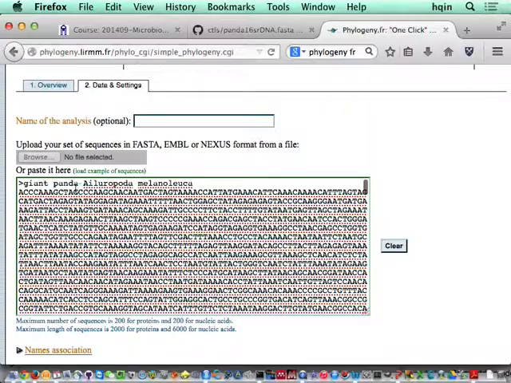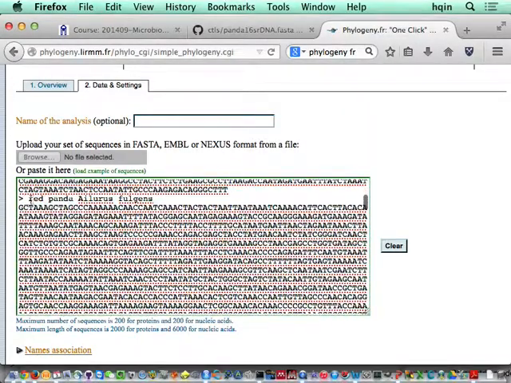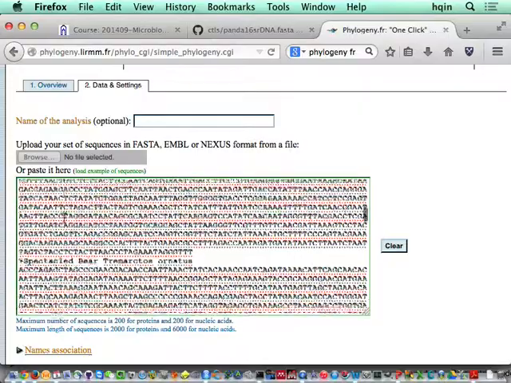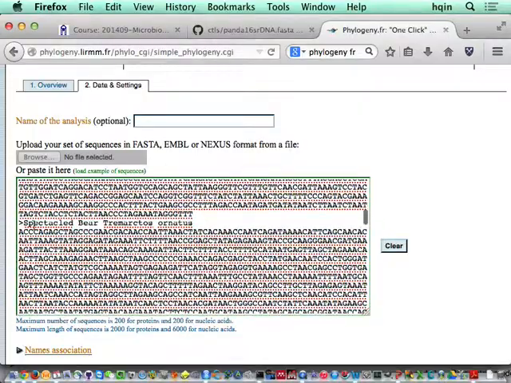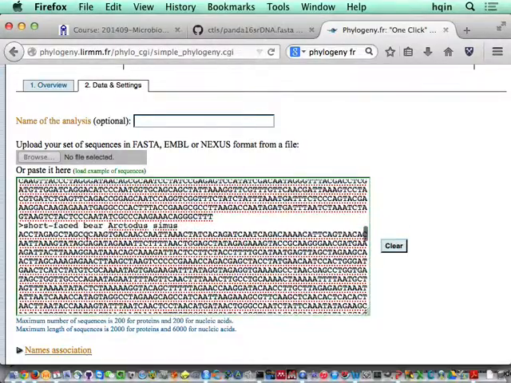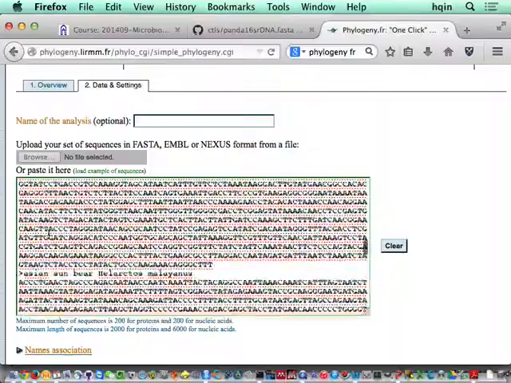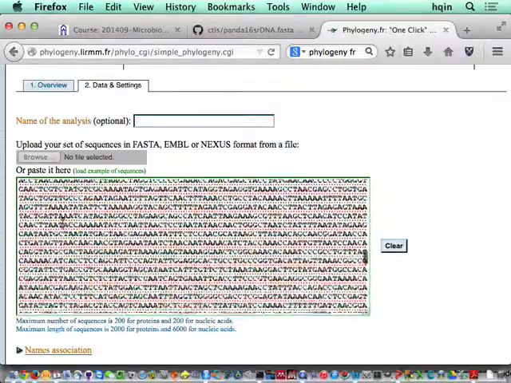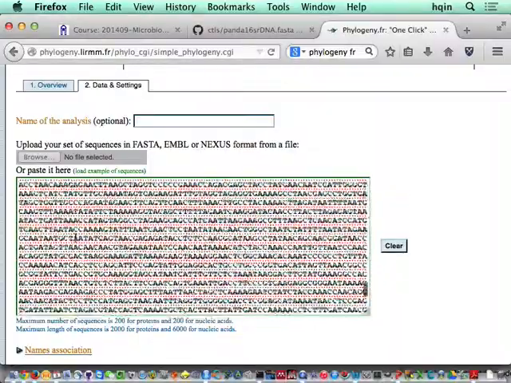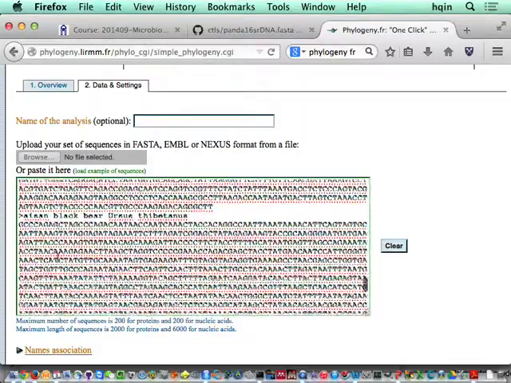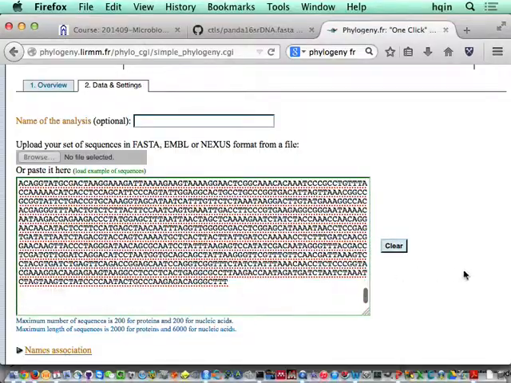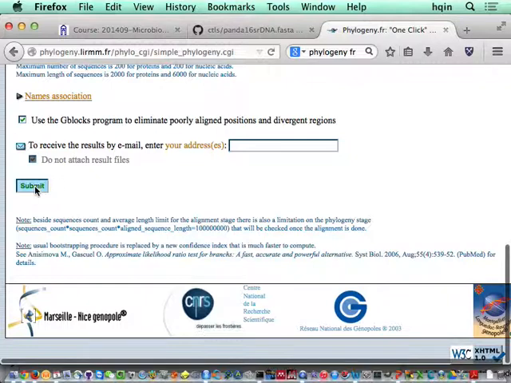Okay, so I basically put giant panda there. I put red panda there. I put the spectacled bear. I put short-faced bear, Asian sun bear, brown bear, and also the Asian black bear. Okay, and then I'll just submit.